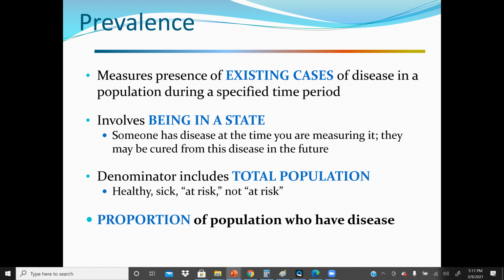Then the denominator will include all the population, the total population, including the healthy, the sick, those at risk, those not at risk. So the whole population. To find the prevalence, we use the population. That's why we say prevalence is like a proportion of the population who have the disease. All the people who have the disease divided by the total population.